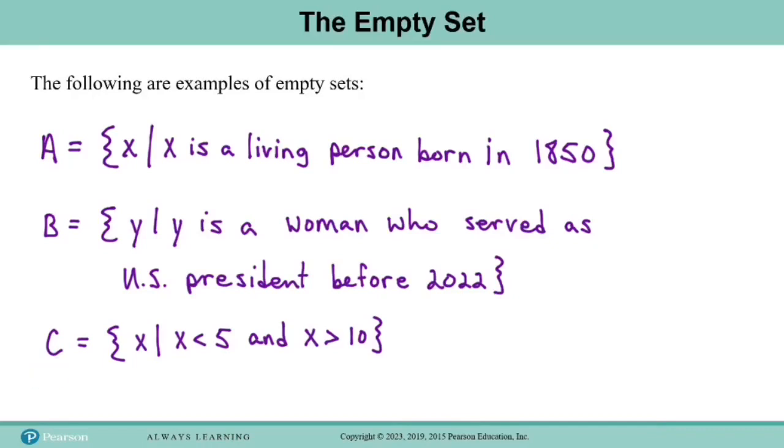This says that set C is the set of all elements X such that X is less than 5 and X is greater than 10. So set C would be the set of all numbers that do both of these things at the same time. But it's not possible for a number to be less than 5 and also greater than 10. So no numbers fit this description, and therefore set C is the empty set.